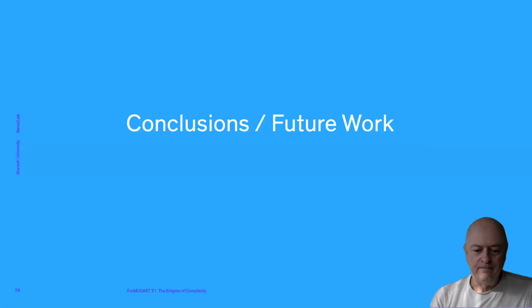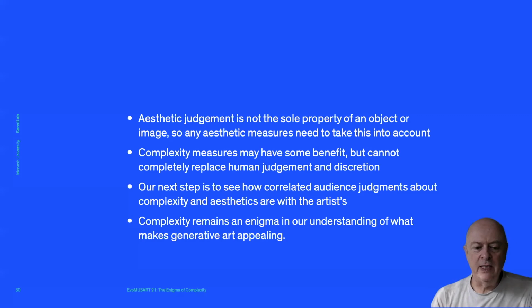So, to conclude, it seems clear that current research shows that aesthetic judgment is not the sole property of an object or image, so any aesthetic measures we devise need to take this into account. Our study found that complexity measures may have some benefit if chosen appropriately, but cannot completely replace human judgment and discretion. We are currently undertaking a survey that aims to see how audiences' judgments about complexity and aesthetics correlate with the artist's personal ones, and we hope to include this in an updated version of this paper later in the year. But for now, complexity remains an enigma in our understanding of what makes generative art appealing.